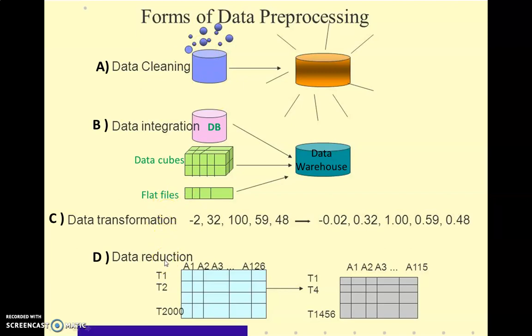Now what is data reduction? It is a preprocessing technique that helps in obtaining a reduced representation of a data set from the available data set. Say, for example, if we have a terabyte or an exabyte of data, it is reduced to 1 GB of data using different data reduction techniques.